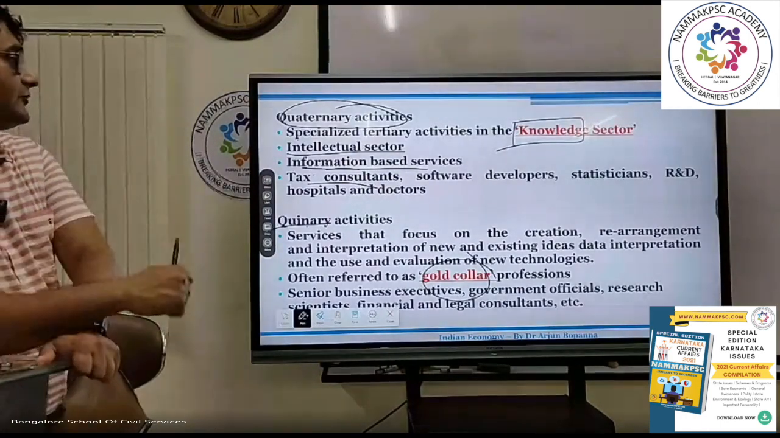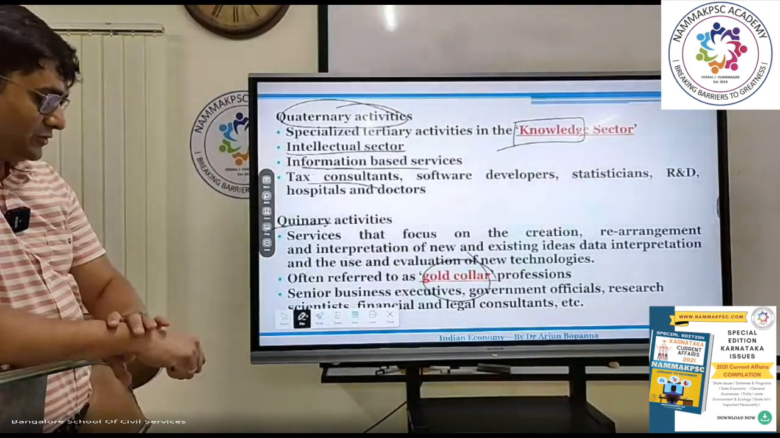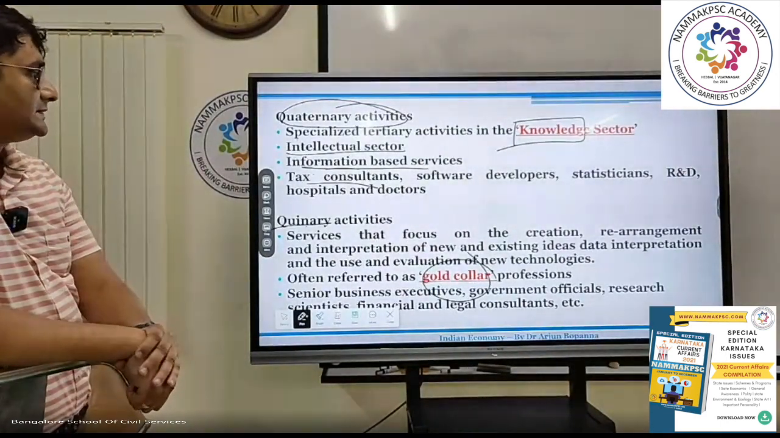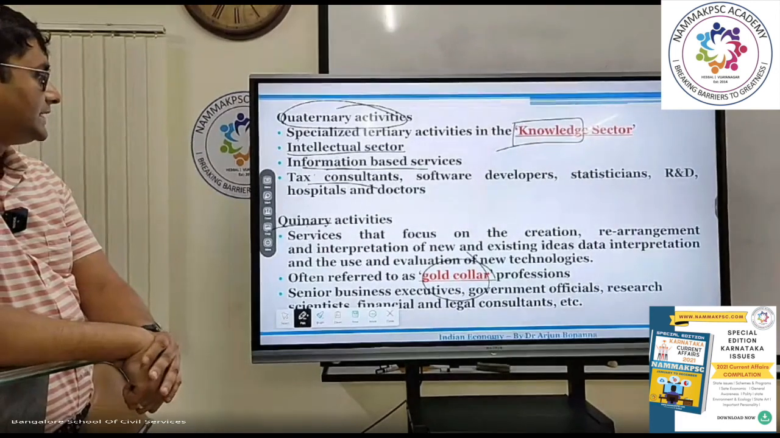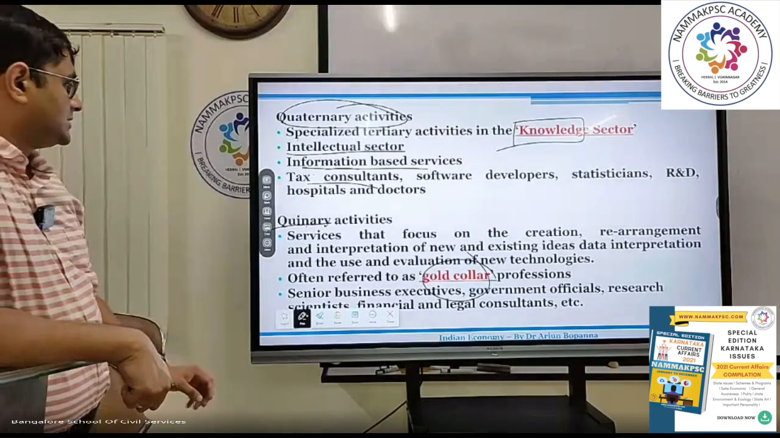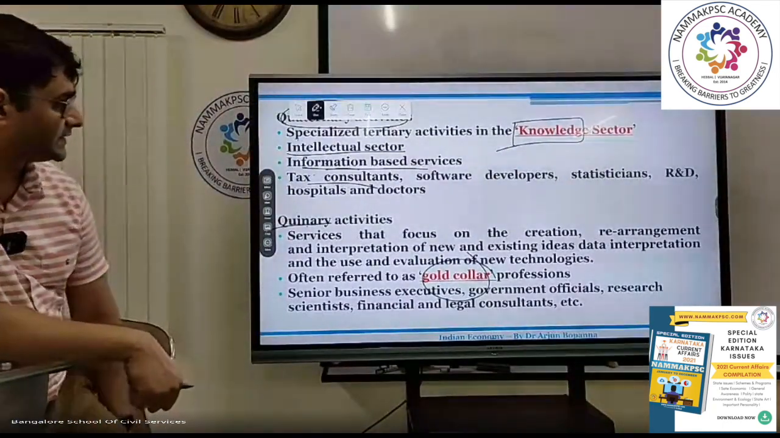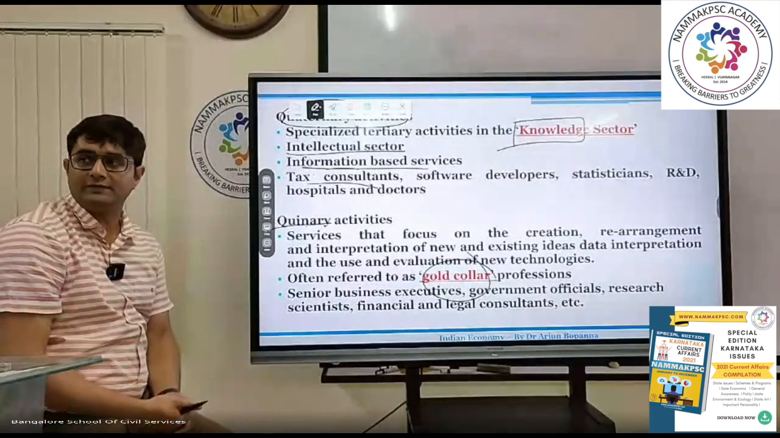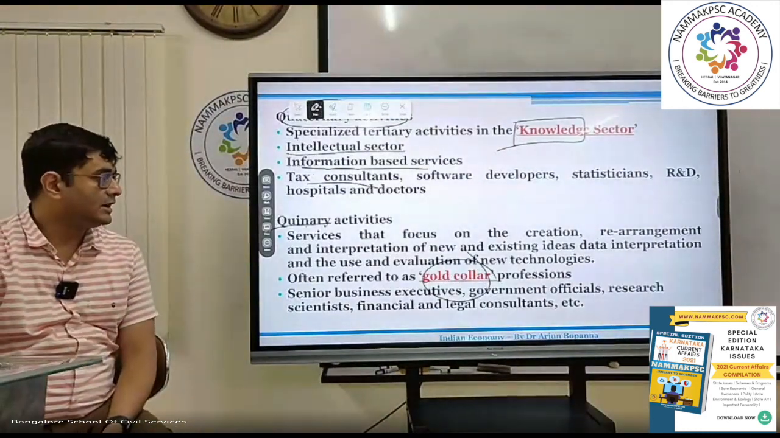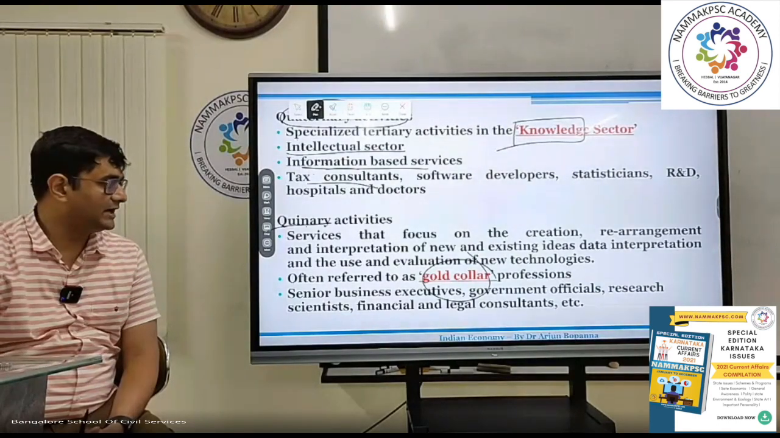Services that focus on the creation, rearrangement, and interpretation of new and existing ideas, data interpretation, and the use and evaluation of new technologies are often referred to as gold collar professions. Senior business executives like the CEO, MD of the company, government officials, research scientists, financial and legal consultants.